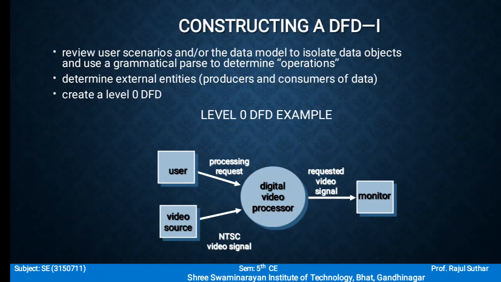Review the user's scenario and the data model to isolate the data objects, and use grammatical phrases to determine the operations. The external entities here are the monitor, user and video source, represented using rectangles. A process is described using a circle symbol. Each arrow is a flow of data. So this is called the level 0 DFD.